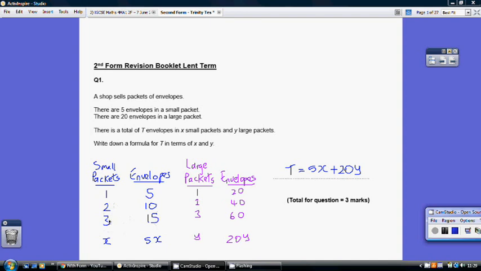So what is the relationship between the number of small packets and the envelopes? Well, we just times it by 5. So if we've got x small packets, then we have 5x worth of envelopes.